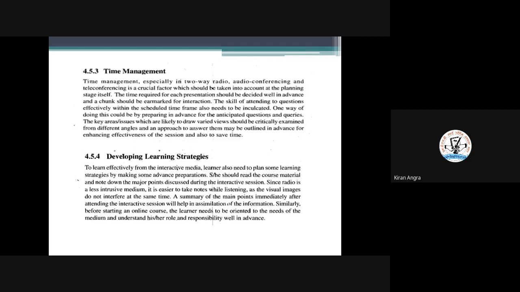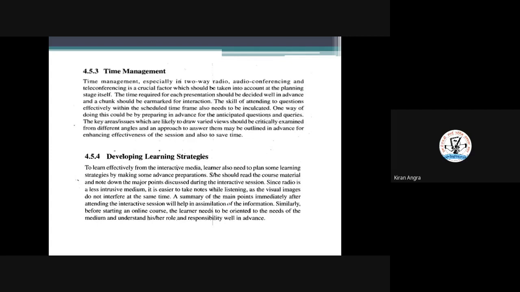Before preparing these learning strategies, it is very important that the teacher devotes some time to advance preparation. They should note down some major points, and they should make the students, as I was requesting you yesterday, come prepared. You should also read the material given to you. If you come prepared, you can enjoy the interactive sessions.